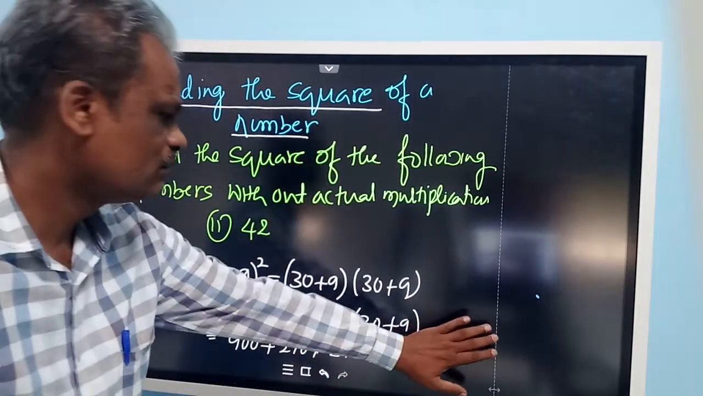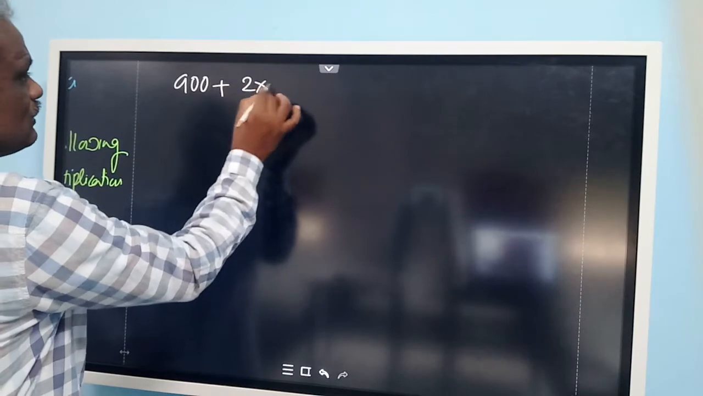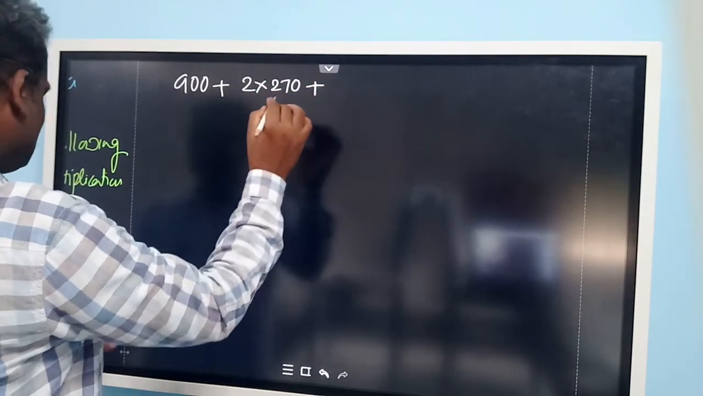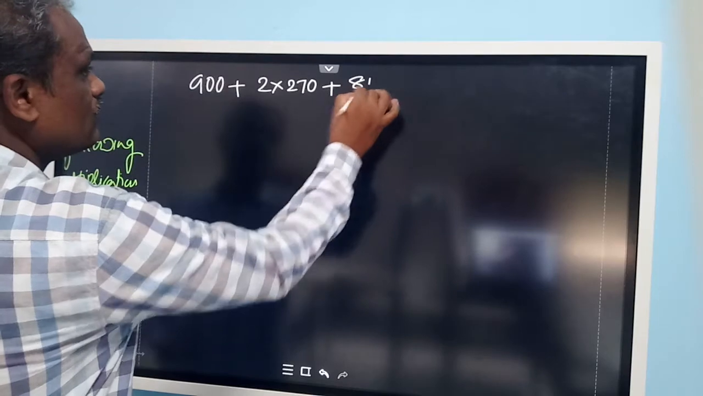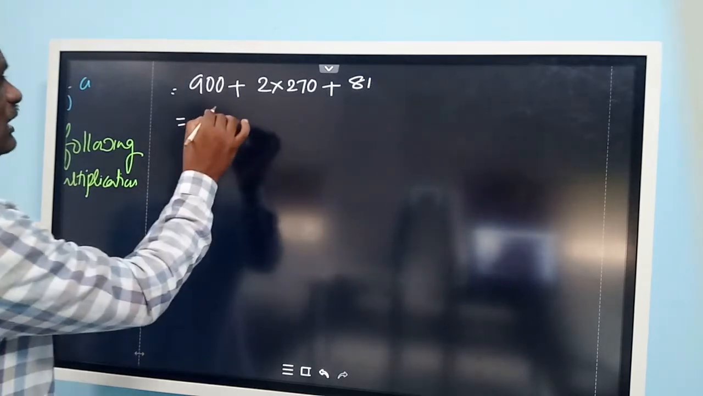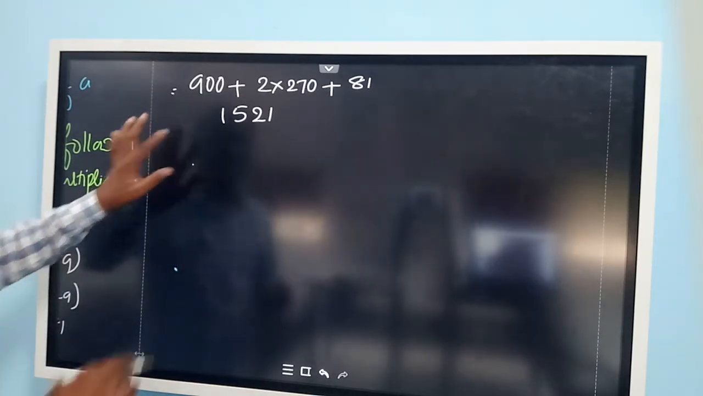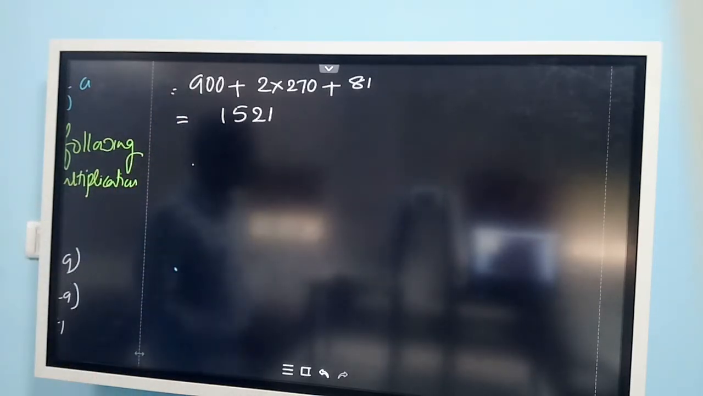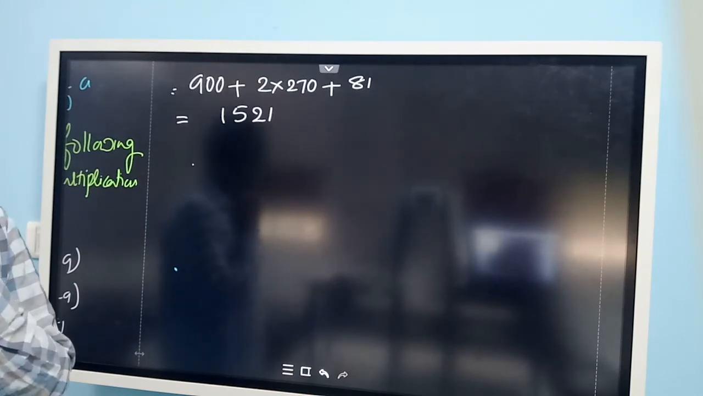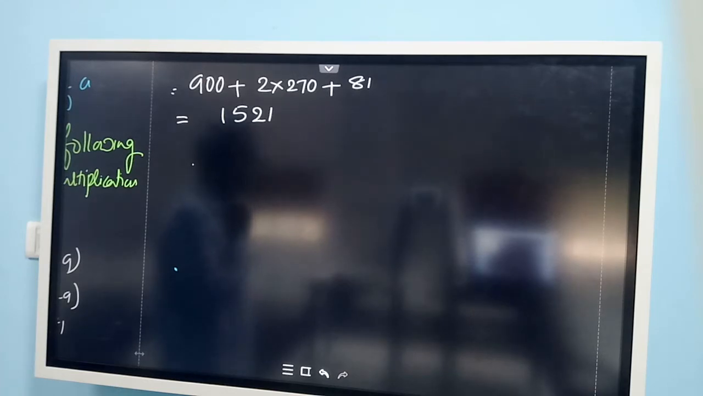So you are getting 900 plus 2 times 270 plus 81. Now simplify this just by adding. You will get 1521. This is another way of finding the square. Multiplication also becomes easier. We are just using a different property, the distributive property.